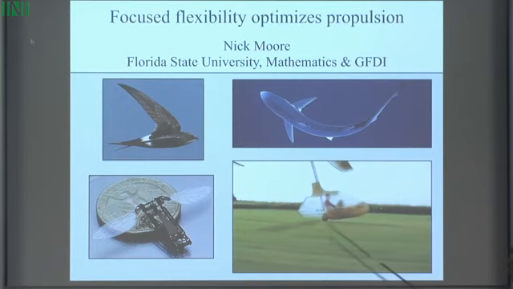I have a few pictures here. This is called a micro air vehicle. It's based on insect flight, and you can see the scale there.